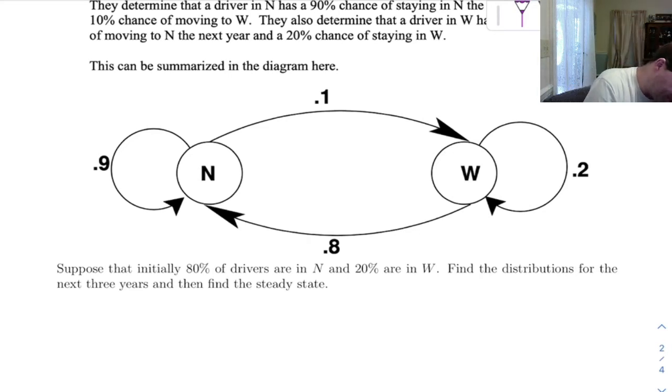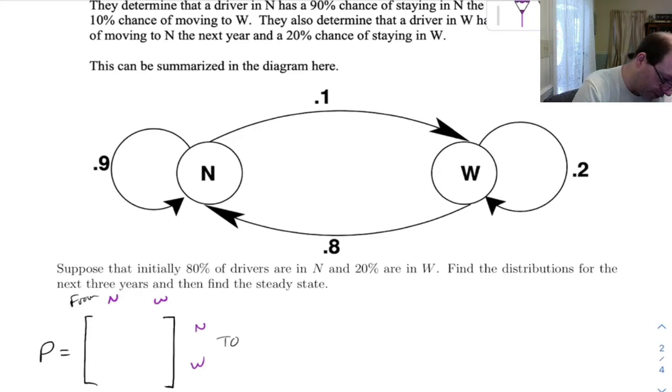So let's see. It says find the distributions for the next 3 years and then find the steady state. All right, so our P matrix in this case, P is called our transition matrix. A lot of books call it T. I'm not sure why this book calls it P, maybe for probability. But I find it useful to label my thing here, N and W. And remember, this over here is from, this over here is to. So if you're going from N, right here is going from N to N. So that's going to be 0.9. And then from N to W is 0.1.